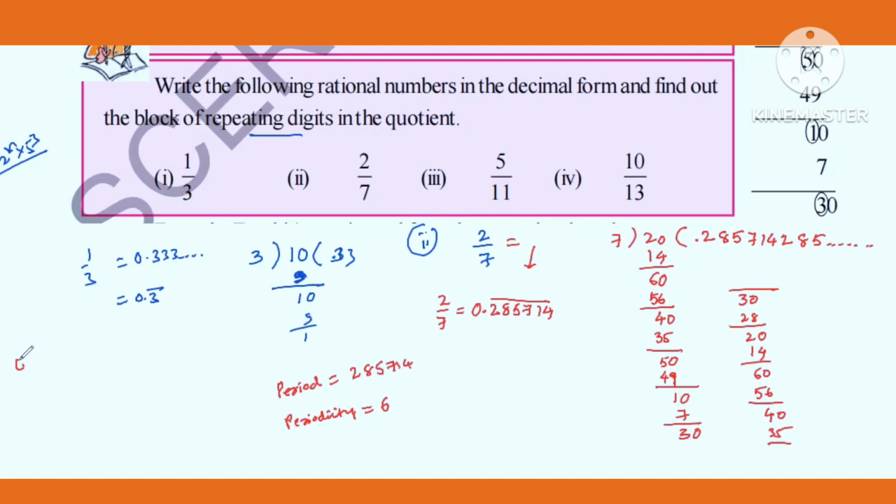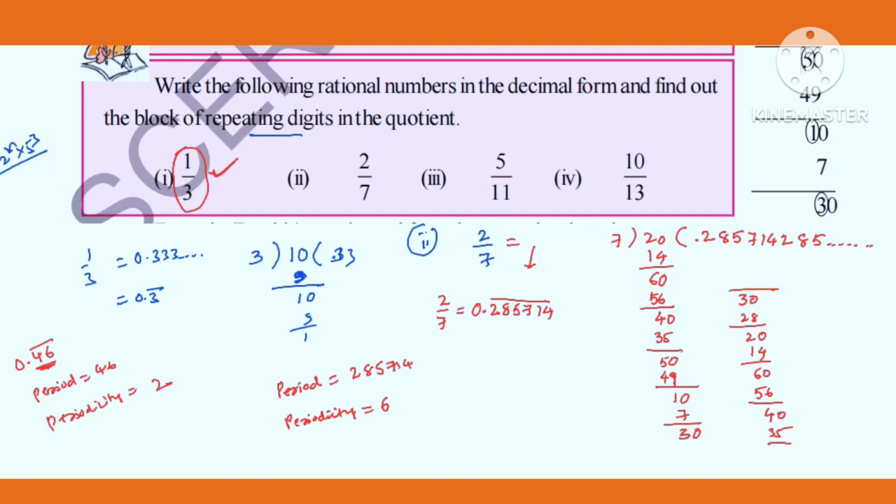And if you consider 0.46 bar, what is the period? Period is 46. And what is the periodicity? Periodicity is only 2. How many are repeating? 2 are repeating, so periodicity is 2. So that is expressing a rational number in the form of a decimal. This is a rational number in the form of a decimal. So in this case we always get non-terminating recurring decimals. You just have to consider that.